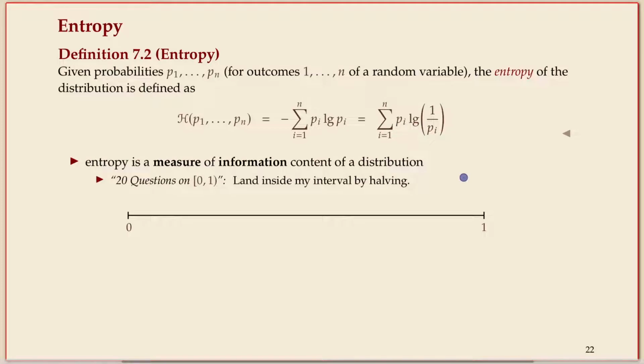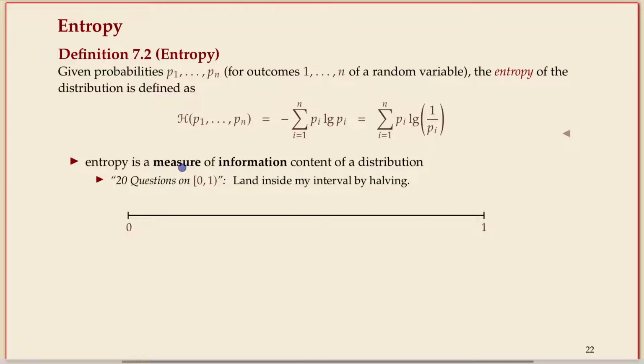So why might it make sense to make this definition? Well, first of all, I've just thrown this definition at you and haven't told you what we'll use it for. The idea of entropy is to have a measure of information content. Now, what's the information content of a distribution? That's a bit unclear, maybe.